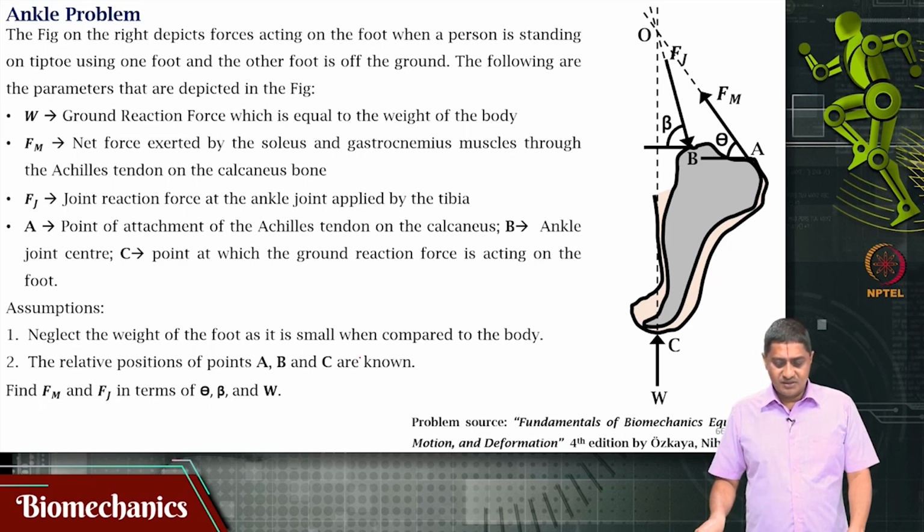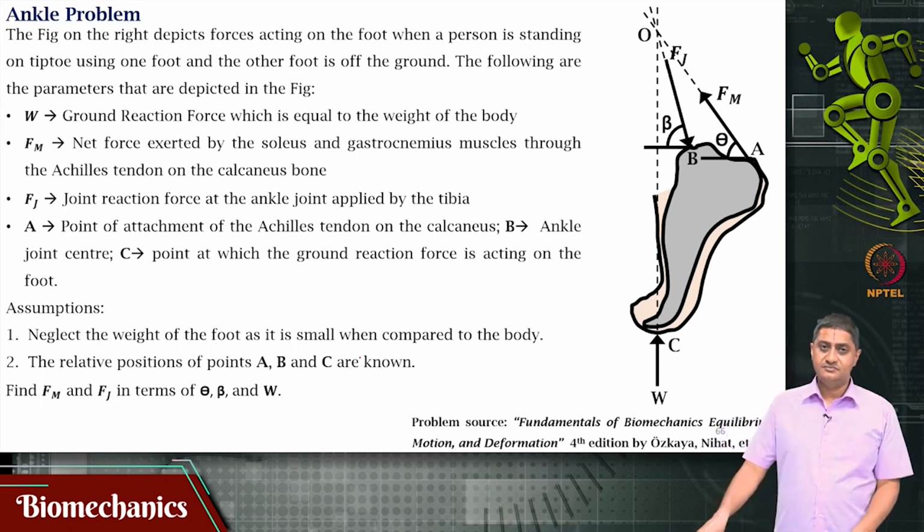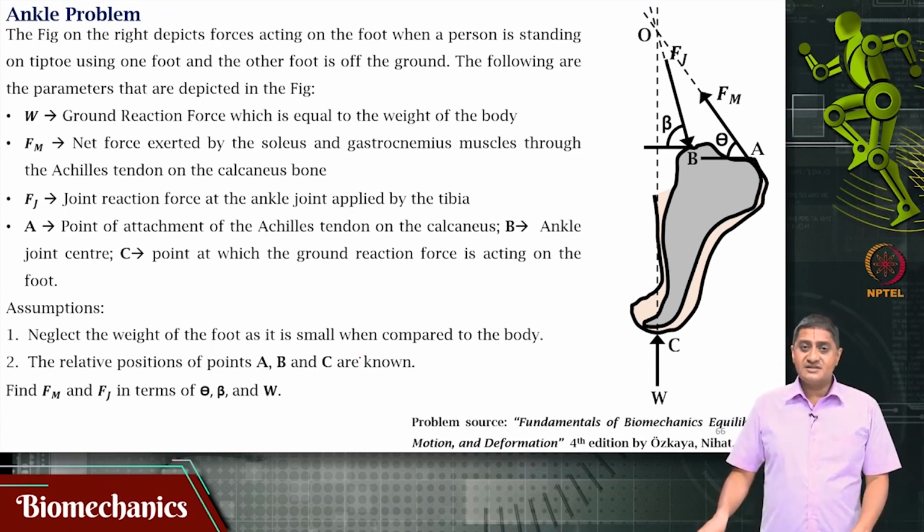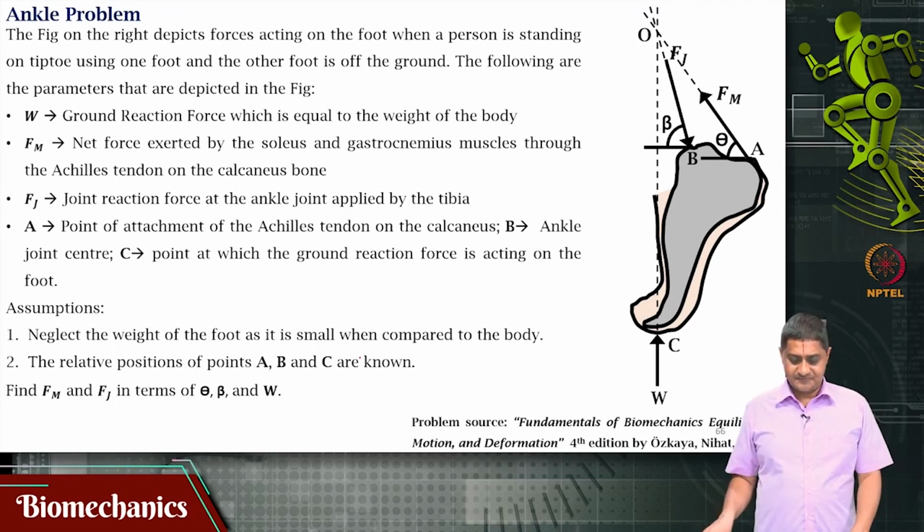Fm is the muscle force, which is the force exerted by the soleus and gastrocnemius muscles through the Achilles tendon, on the calcaneus bone. Fj is a reaction force felt at the ankle joint, the talocrural joint, that is applied by the tibia on this joint.